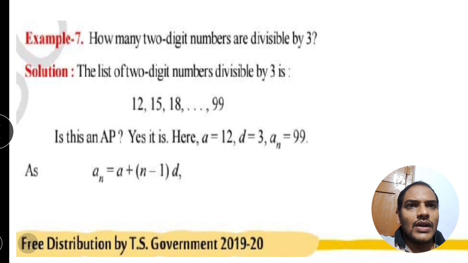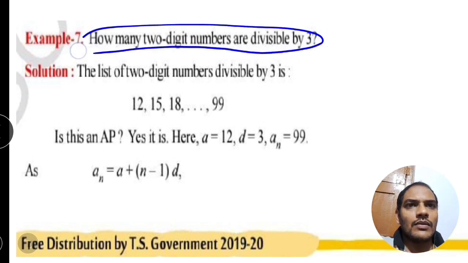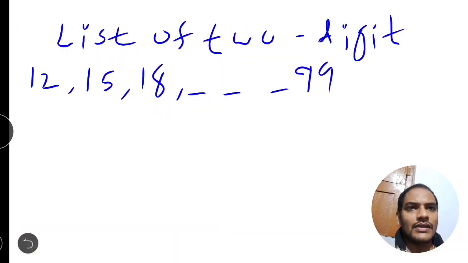But in the question, how many 2-digit numbers are divisible by 3? So in this list, how many 2-digit numbers are there? Because here I have written only 4 numbers, 3 at the beginning and 1 at the end, but in the middle we have a dotted symbol. So we have to find out how many 2-digit numbers are divisible by 3.